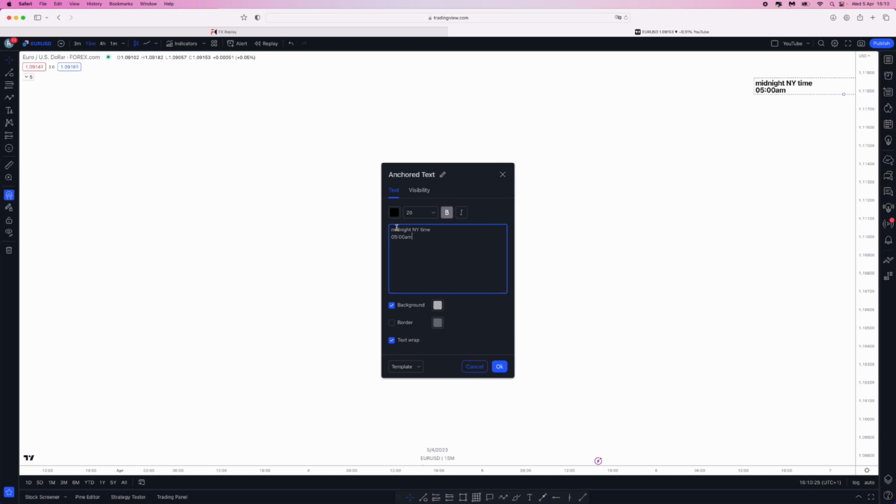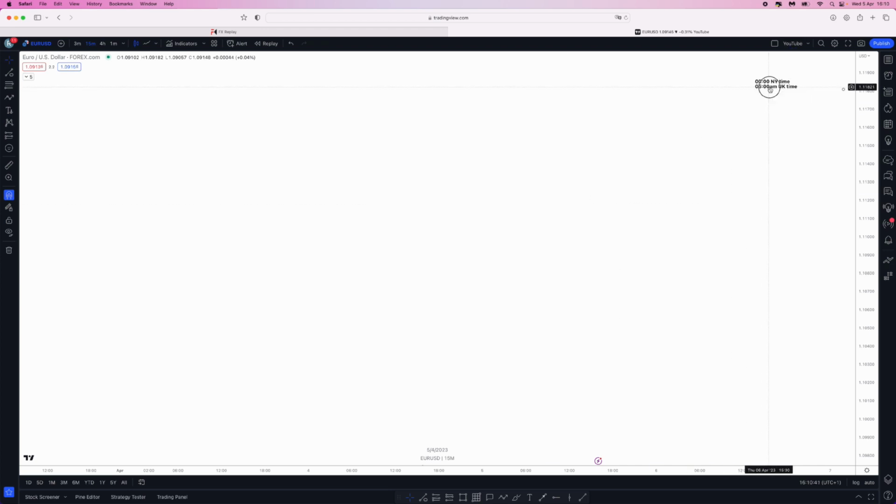So for people in the New York time zone, what you want to be looking for is a dip below on the New York time zone. And for the UK, let me just enter in the UK time, it will be 5 AM. If I make this a little bit smaller, we can leave this in the top right hand corner just to remind us.